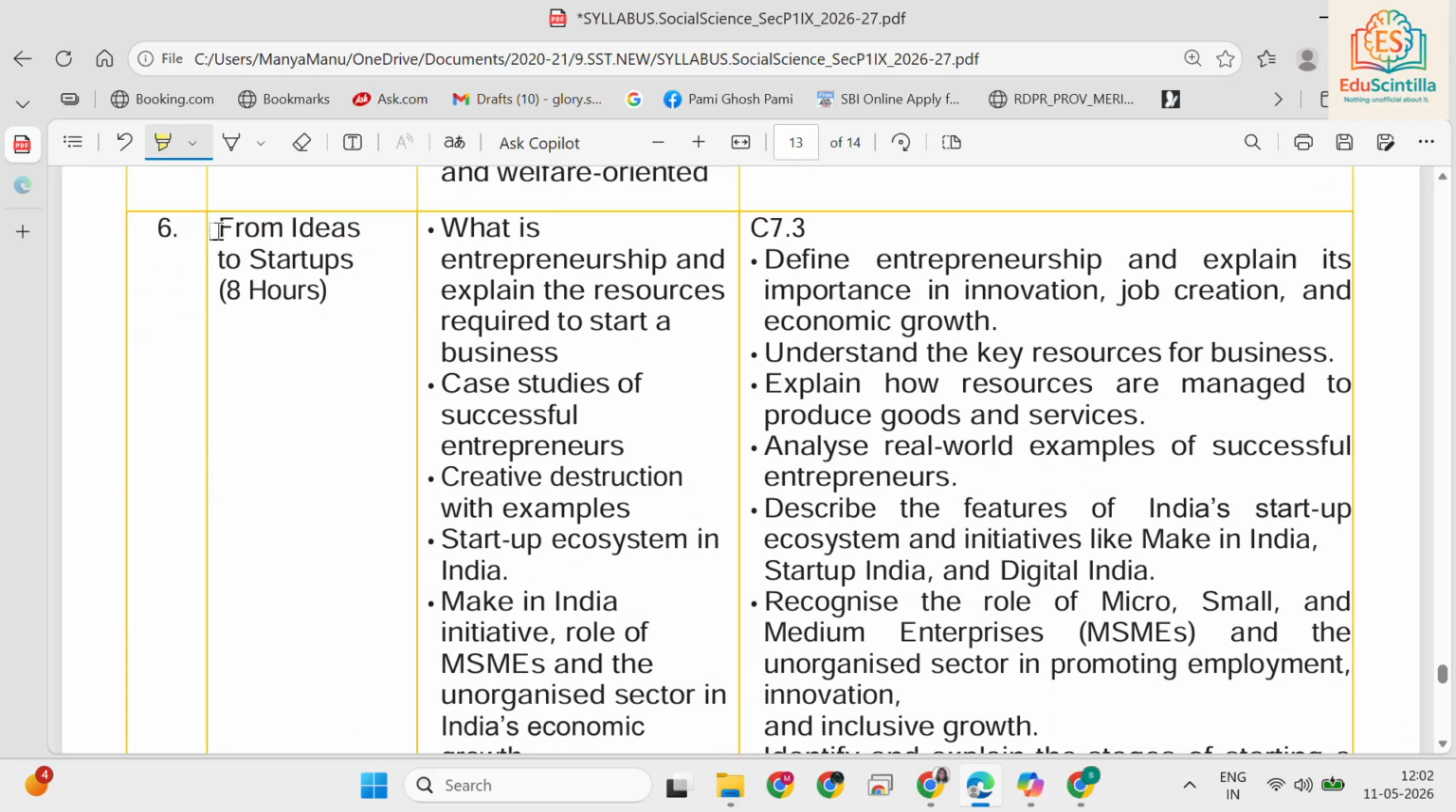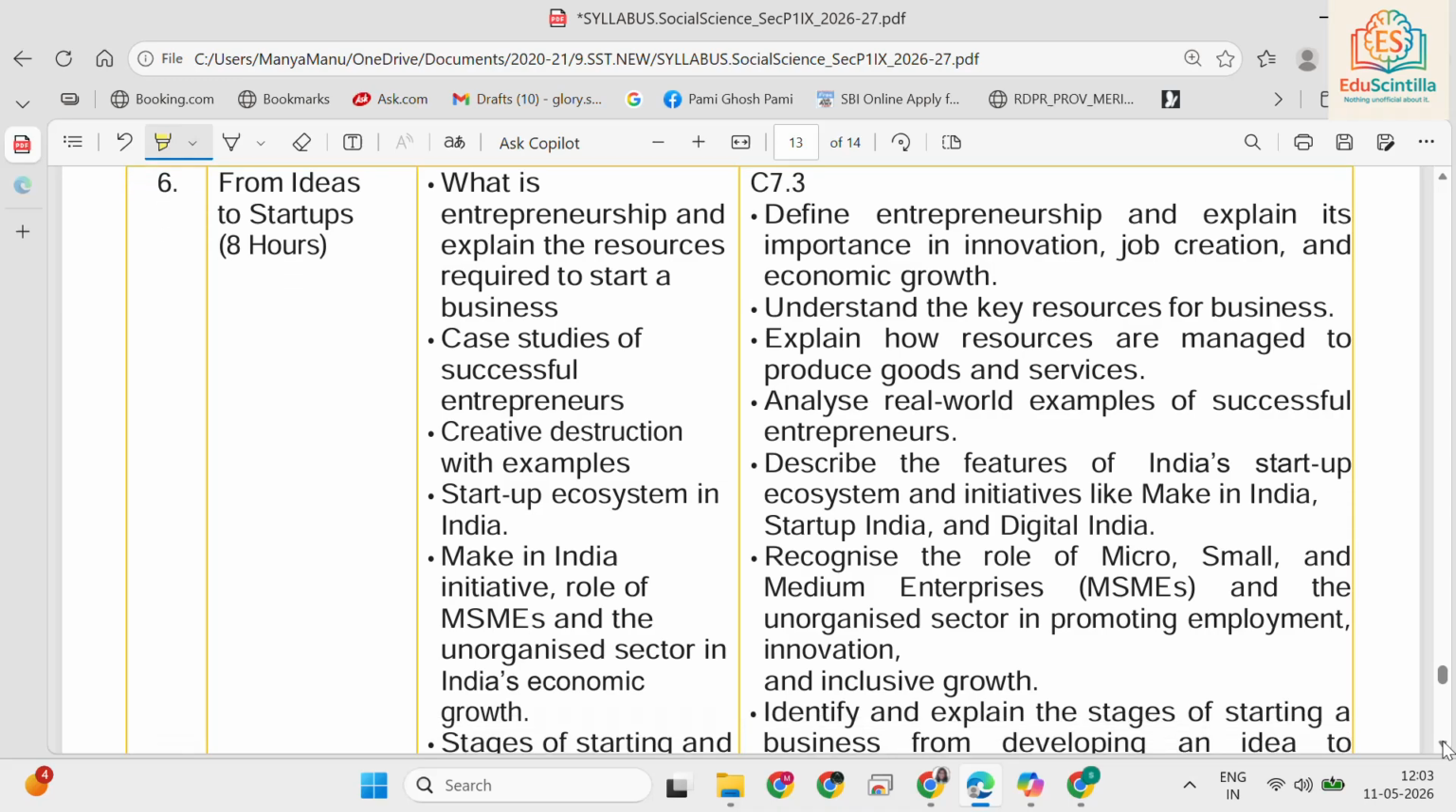Theme 6 of part 2 is from ideas to startups. Time allocated is 8 hours. What is entrepreneurship, and explain the resources required to start a business. Case studies of successful entrepreneurs, creative destruction with examples, startup ecosystem in India, Make in India initiative. So this is quite new in social science and very well included in the syllabus, very helpful as well.